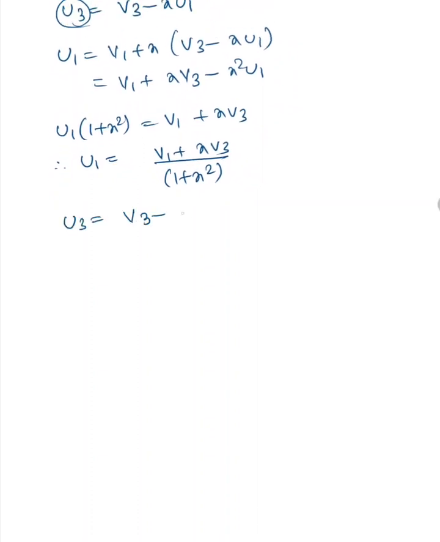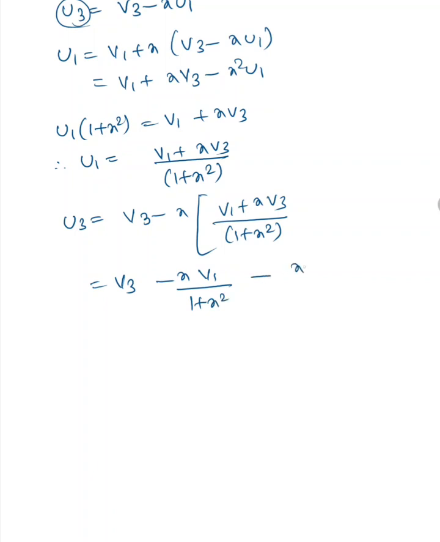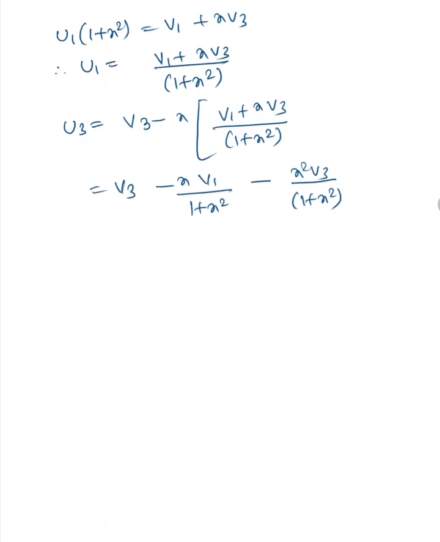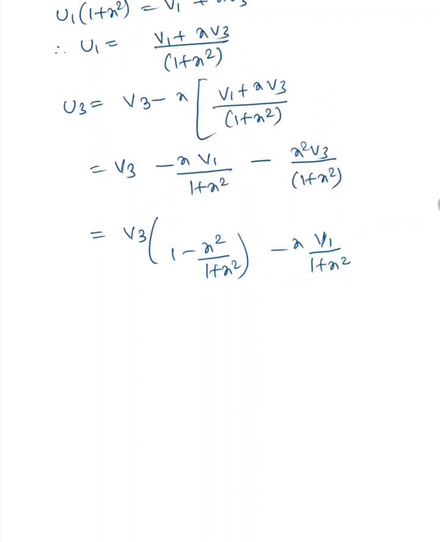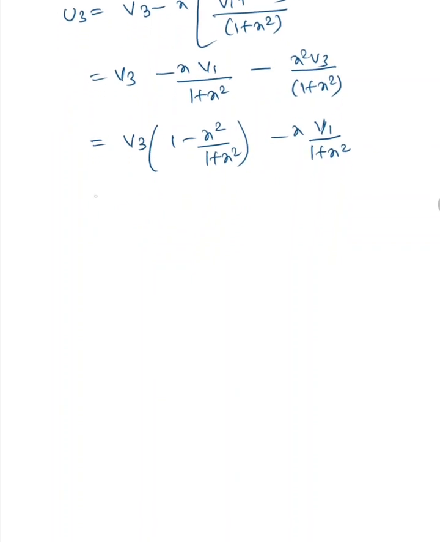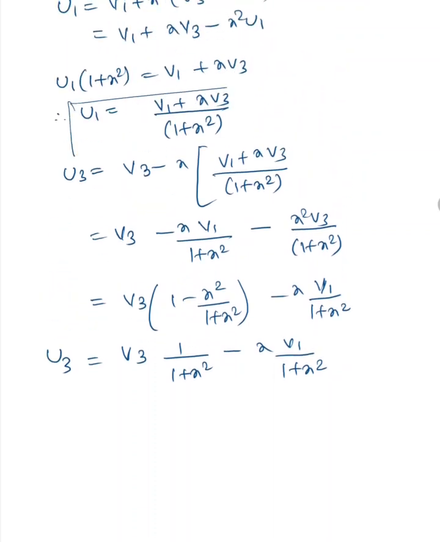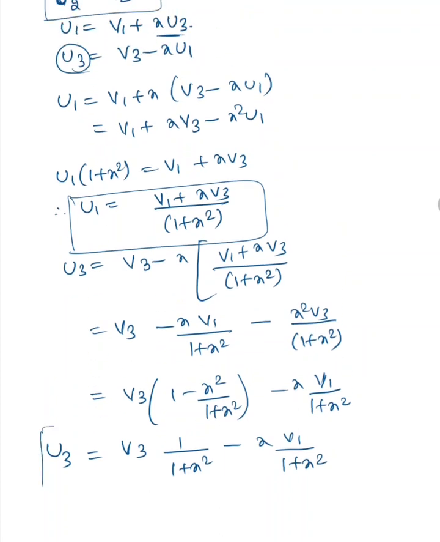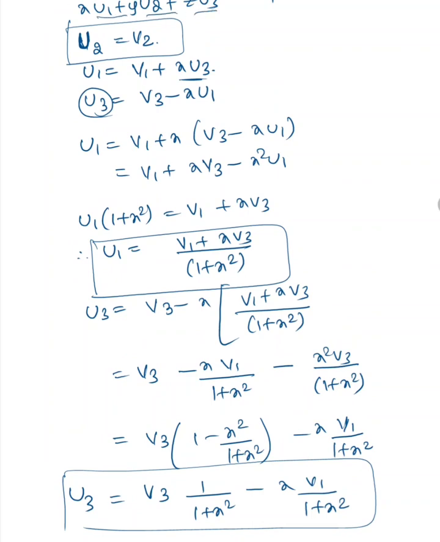u3 is equal to v3 minus x u1. u1 means v1 plus x v3 by 1 plus x square. So v3 minus x v1 by 1 plus x square minus x square v3 by 1 plus x square. Taking v3 together, 1 minus x square by 1 plus x square... this is equal to v3 into 1 by 1 plus x square minus x v1 by 1 plus x square. So this is u3. So we have u1, u2 and u3. Now we will put the values of u1, u2 and u3 in the equation.